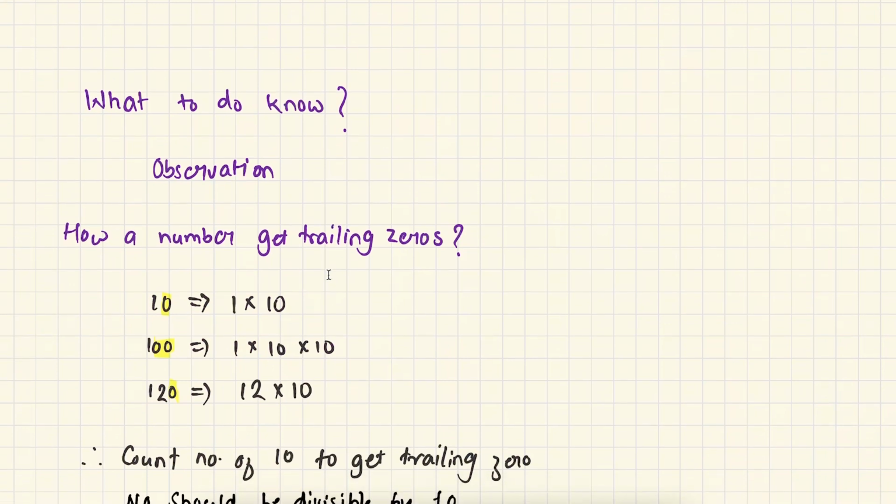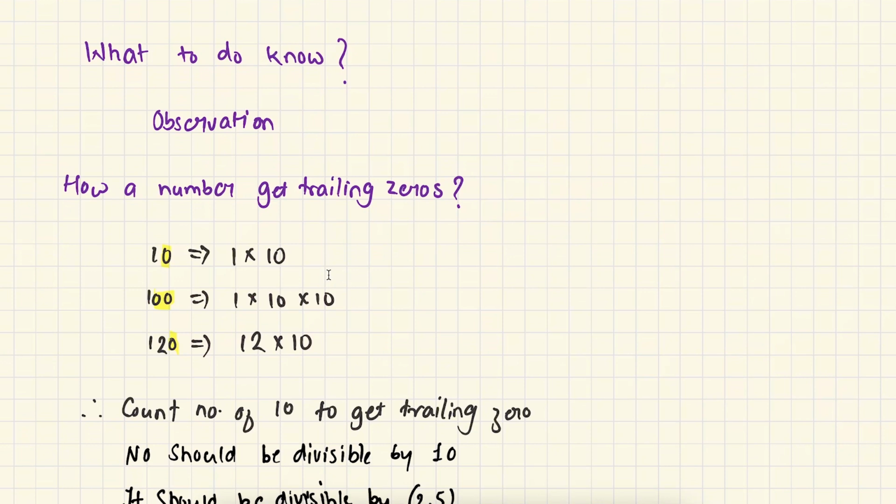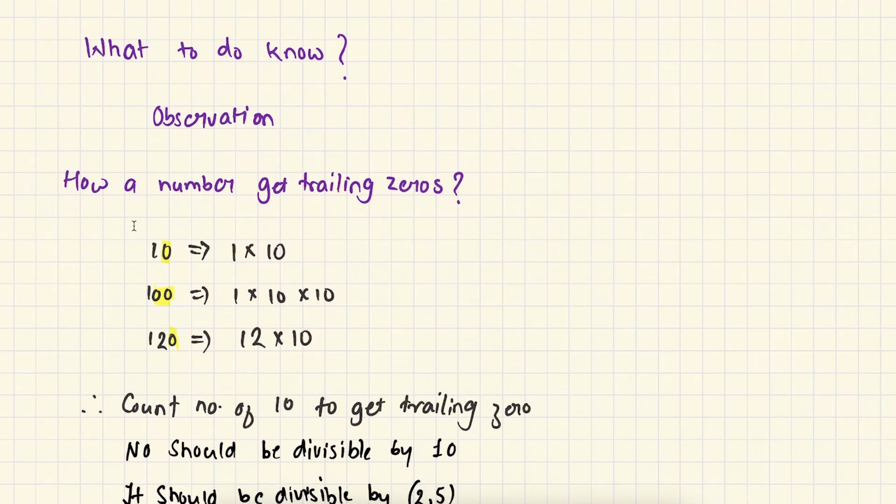So here we have some observations to make. First of all, let's see how a number gets trailing 0. A number gets a trailing 0 when it is multiplied by 10, right? So if we multiply 1 with 10, we get 10, which has 1 trailing 0. If we multiply 1 with 2 tens, we get 2 trailing zeros. Similarly, if we multiply 12 with 10, we get 1 trailing zero. So it means that whenever a number gets multiplied by 10, it gets a trailing 0.